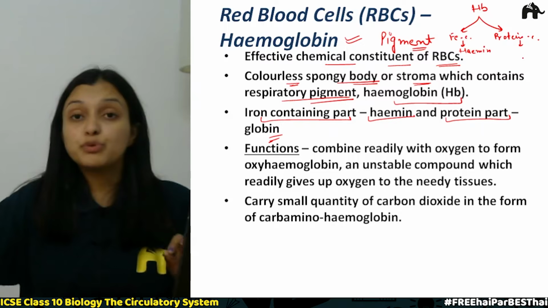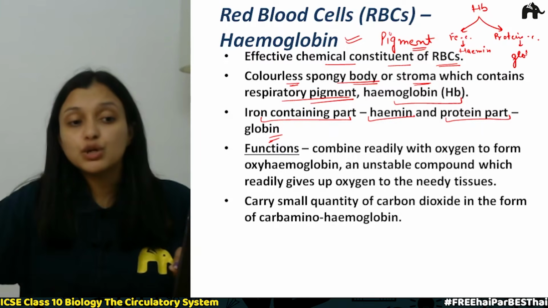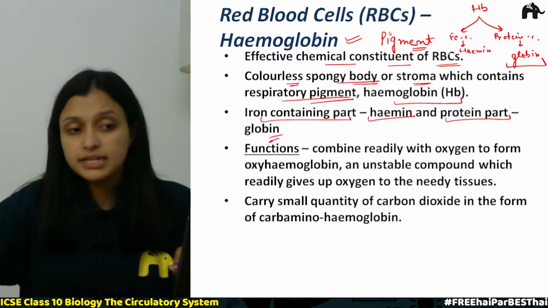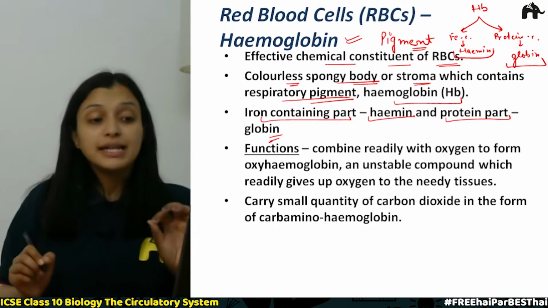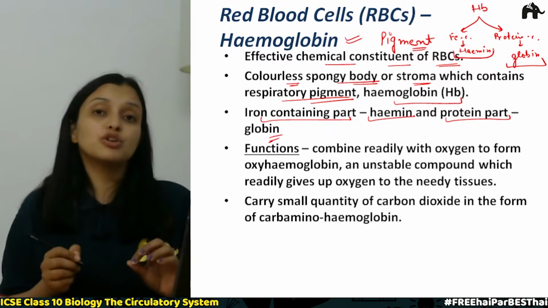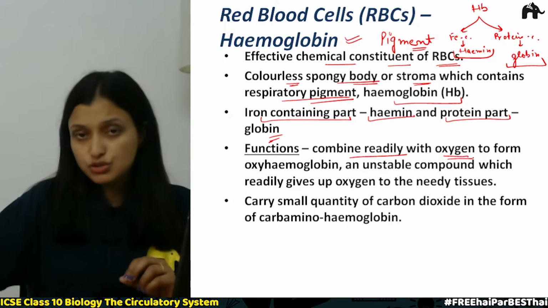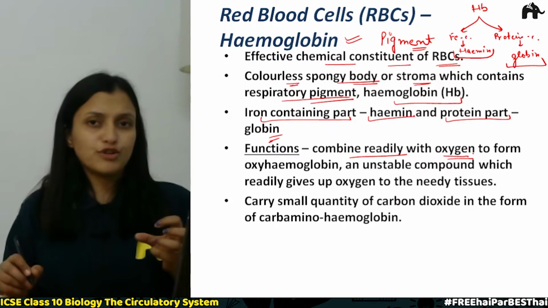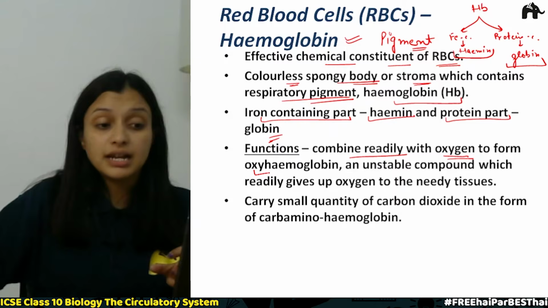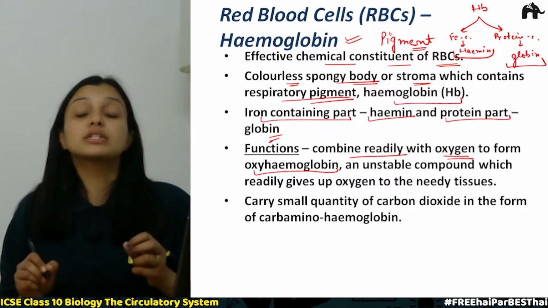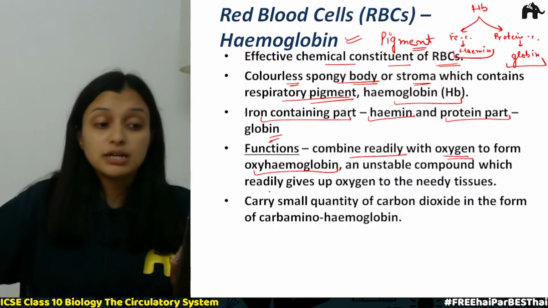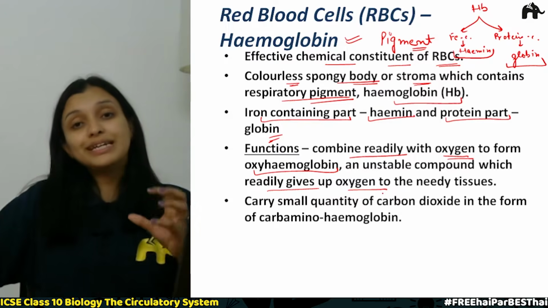And the protein containing part is globin, right? So I hope this much is clear. Now the function of this hemoglobin is very important. It combines readily with oxygen, so it has very strong affinity for oxygen, and it forms an unstable compound, that is oxyhemoglobin, which it readily gives up when it reaches the tissue.